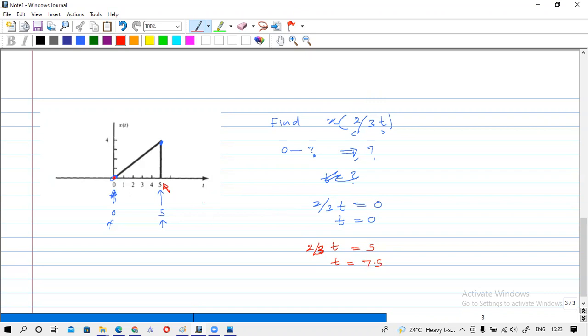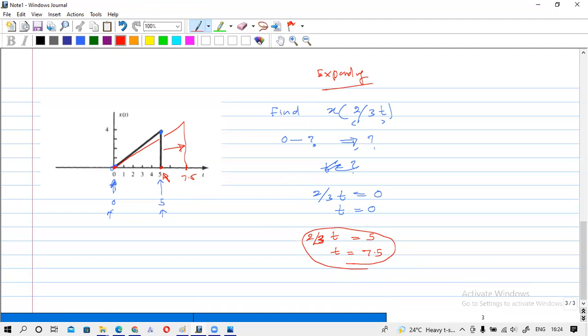So actually in this case it is not compressing, it is expanding. Yes, expanding, exactly. So what happened? Now this 5 will move to 7.5. Now our new signal will look like this. It is expanded to this shape. So we can find the value here. Okay, so we will try to solve another one.